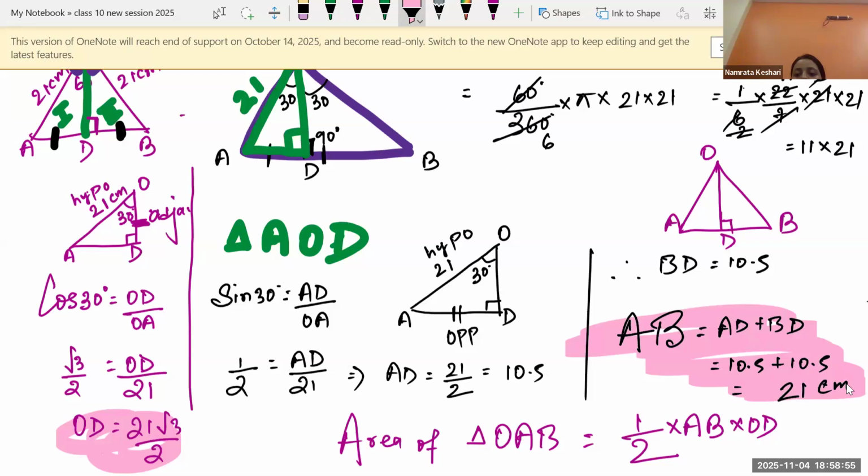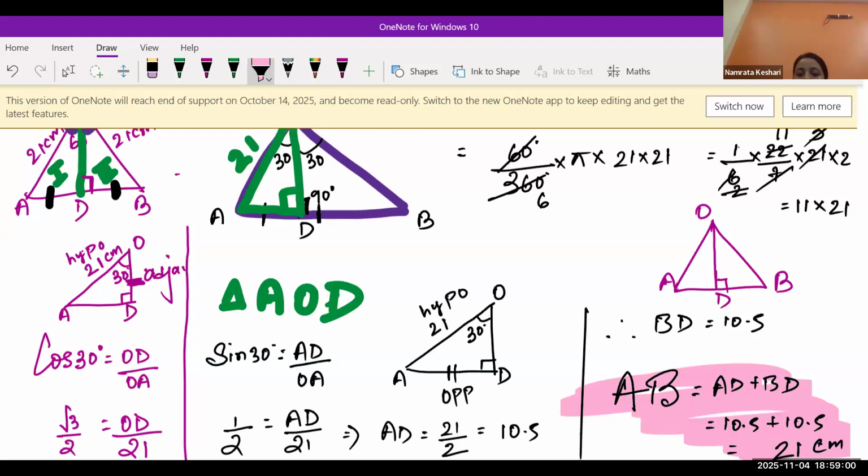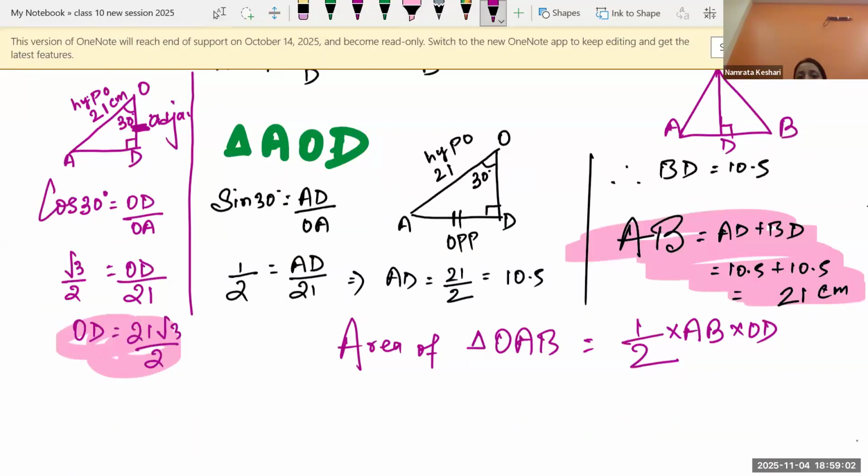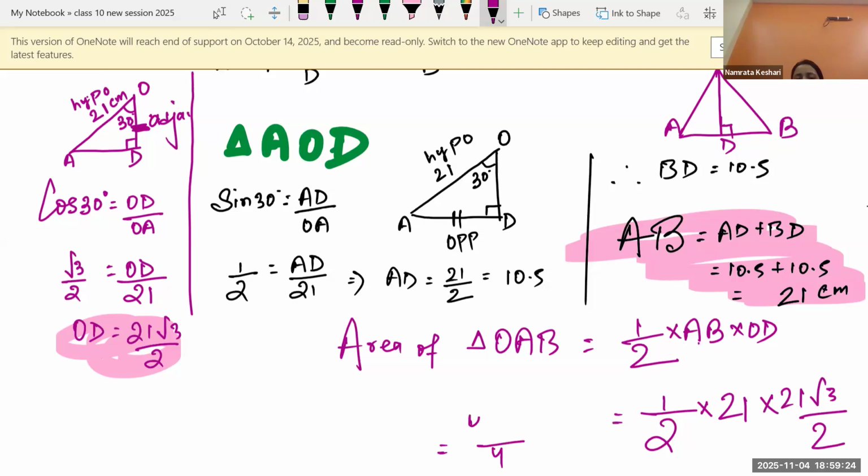Still, we are not done. We have to do the subtraction. Okay, area of the sector minus area of the triangle. So this is how we will be finding the area. We'll have 1 by 2, okay, into AB is 21 and OD is 21 root 3 by 2. We will be just doing the multiplication, 21 into 21. Okay, 2 into 2 in the denominator will be 4. You are allowed to leave the answer. I think it is 441 root 3 by 4. Okay, centimeter square is the area.